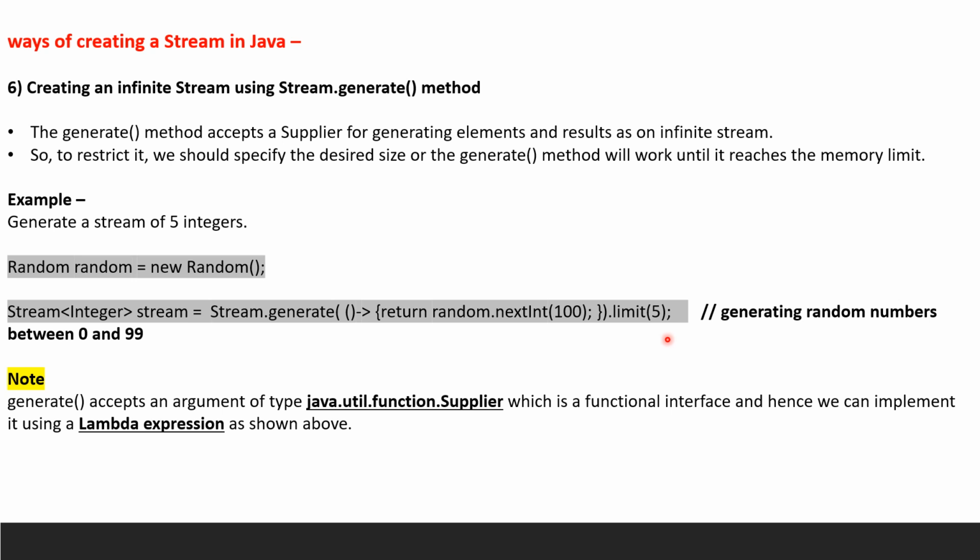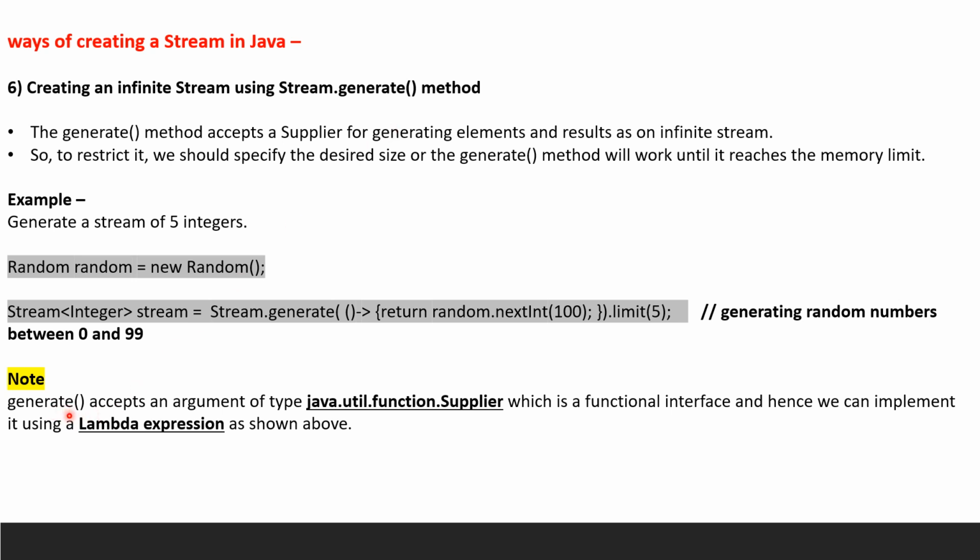will stop once it reaches the limit. So we are using this limit method over here. When it reaches 5 integers, it will stop. Here we are generating random numbers between 0 and 99. So when we want to specify the desired size, or limit a certain stream, we will use this generate method. And if you want an infinite stream, then also we can use this generate method.